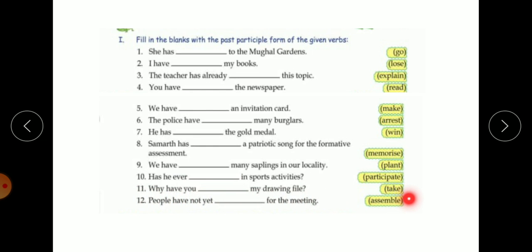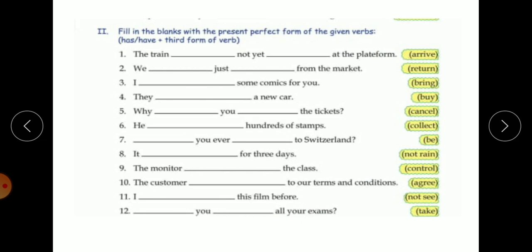Take. The three forms are take, took, taken. So here we'll be putting taken. People have not yet dashed for the meeting. Assemble. The three forms are assemble, assembled, assembled. So here we'll be putting assembled. A-S-S-E-M-B-L-E-D. Right?